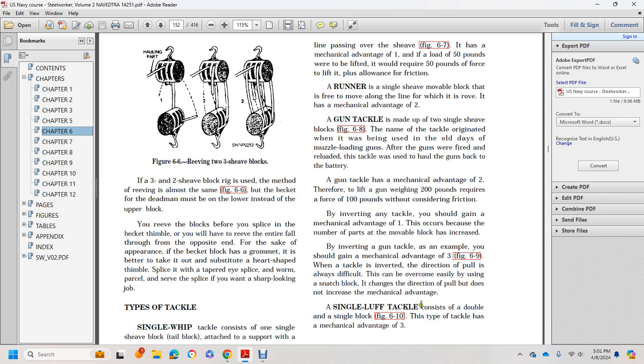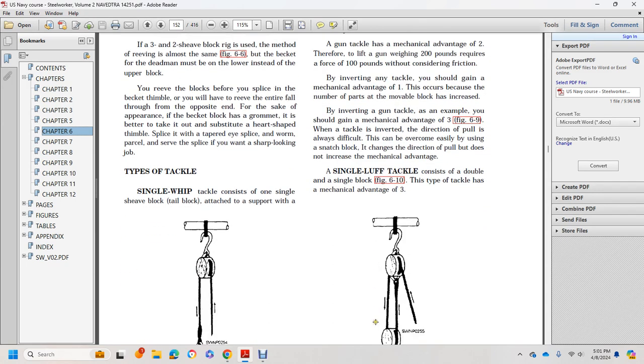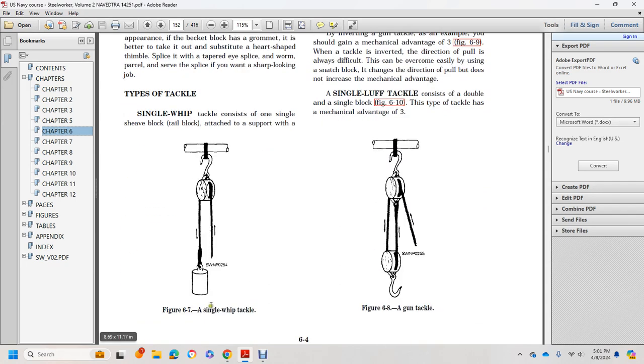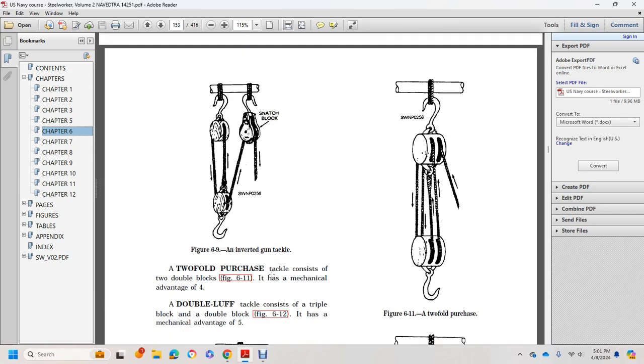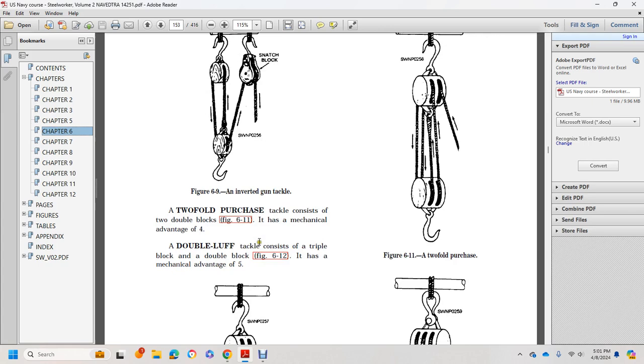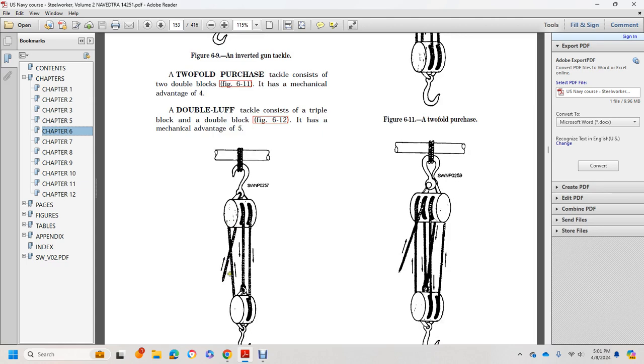A single luff tackle consists of a double and a single block, and this type of tackle has a mechanical advantage of 3. Figure 6-8A shows the single whip tackle and 6-8B shows the gun tackle. Figure 6-9 shows an inverted gun tackle with a snatch block. A two-fold purchase consists of two double blocks and has a mechanical advantage of 4. Figure 6-11, the two-fold purchase. A double luff tackle consists of a triple block and a double block, with a mechanical advantage of 5.